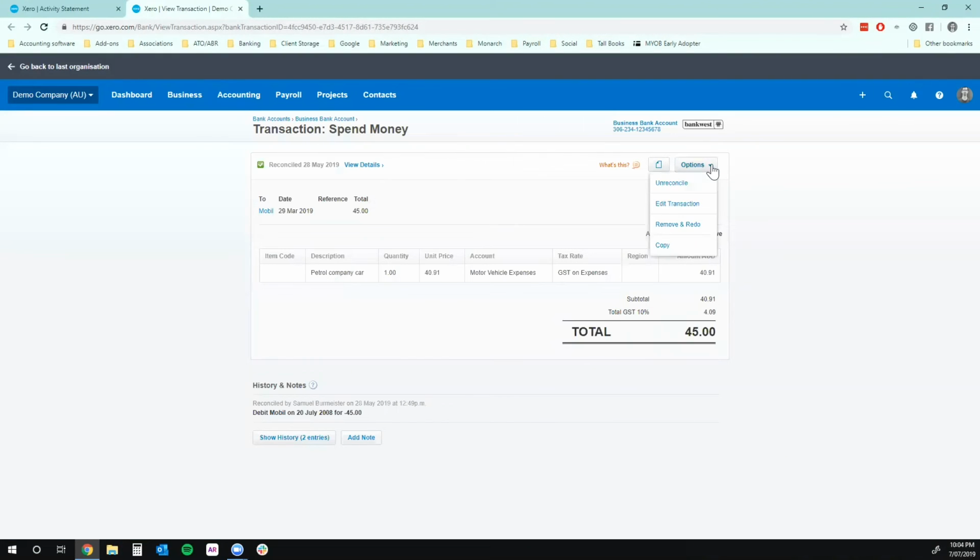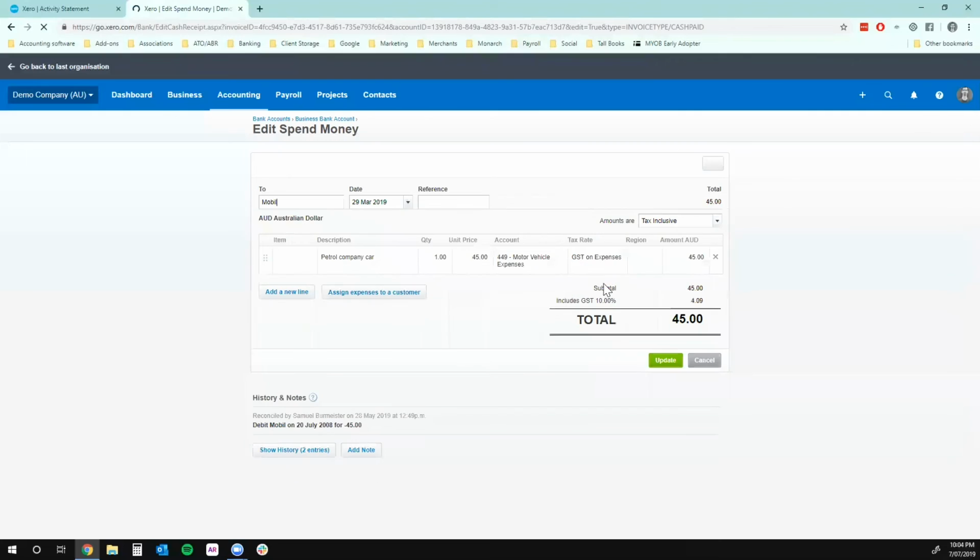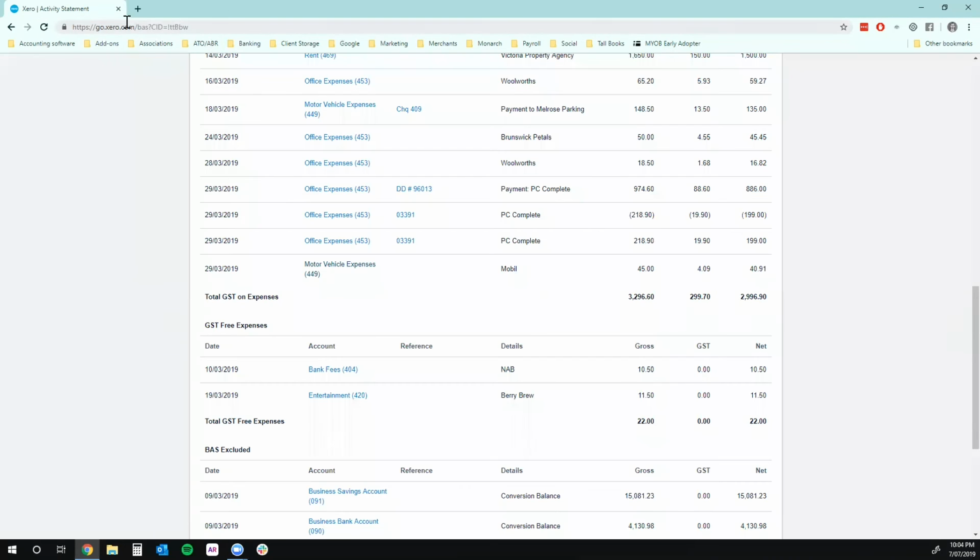Under options, I can click edit transaction, and I'm then able to edit the tax rate. So if I thought, oops, this was actually petrol for my personal car, it wasn't business related, I can change this to GST free, for example. So make sure you're going through this list and adding GST or removing GST where relevant. So let's move back to the report.